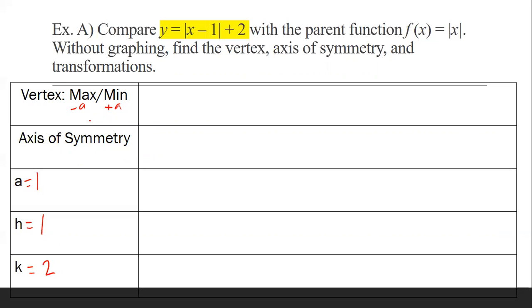So now we have our variables. Can we describe everything else? Yes, our vertex, A is positive 1. So we have a minimum vertex at, and what's our H and our K? 1, 2. So we have a minimum vertex at 1, 2. Our axis of symmetry is solely based off our H. Your axis of symmetry is X equals H. So what is our axis of symmetry? X equals 1.